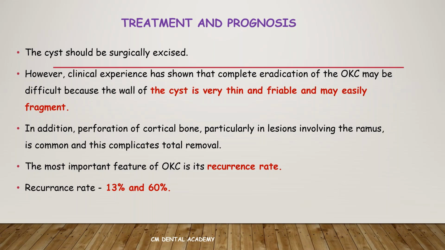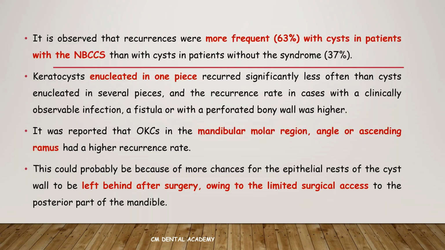Very commonly asked: what are the causes for recurrence of OKC? Its rate is 13% to 60%. It is observed that recurrences were more frequent, around 63%, with keratocysts involving nevoid basal cell carcinoma syndrome than without the syndrome, which is 37%. Keratocysts enucleated in one piece recur significantly less as compared to keratocysts enucleated in several pieces.